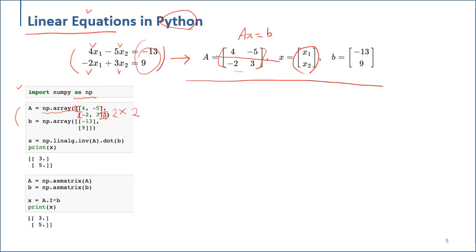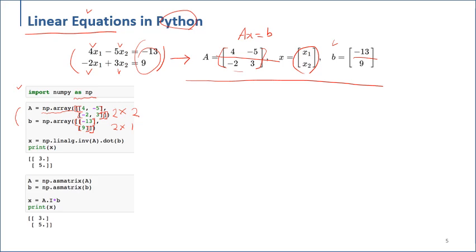Similarly, for the B matrix, we only have one component in each row, so the one element of -13 is written in the first bracket. By writing the second row and combining these into a matrix, we are also able to define a 2 by 1 NumPy array.